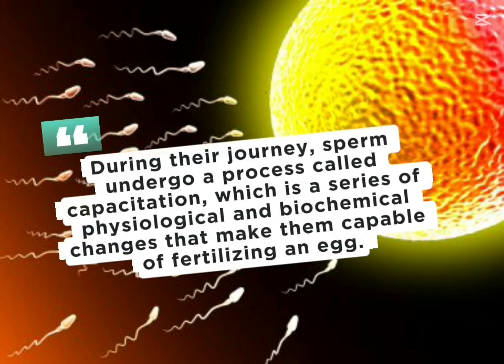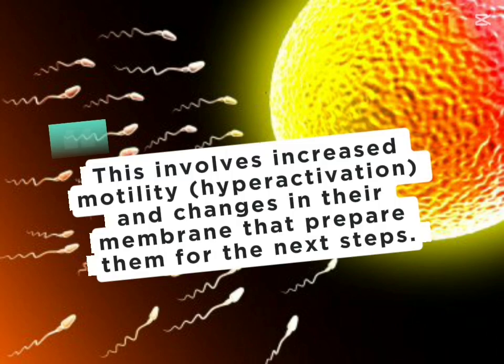During their journey, sperm undergo a process called capacitation, which is a series of physiological and biochemical changes that make them capable of fertilizing an egg. This involves increased motility, hyperactivation, and changes in their membrane that prepare them for the next steps.